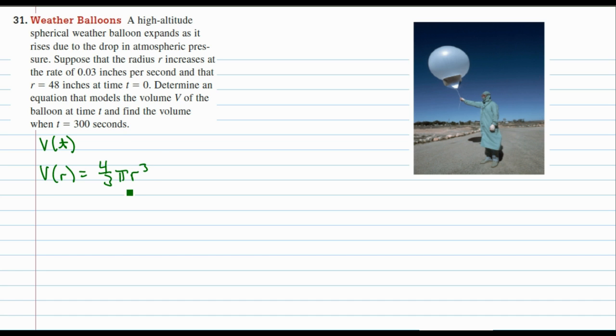I also remember reading something about the radius's speed according to time. Suppose that the radius r increases at a rate of 0.03 inches per second. So the radius is 0.03t. Now I have to keep reading because it says at time 0 the radius was 48 inches. So I have to add 48 as my y-intercept. So when I plug in 0 seconds, I still get 48 inches. That should have been t, sorry.